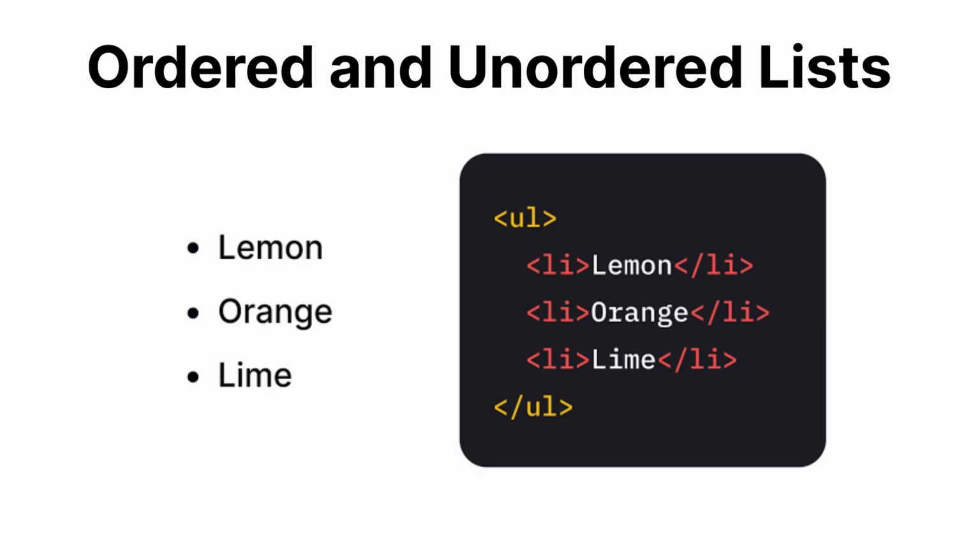Unordered lists are great when the order doesn't matter, like showing menu options, features of a product, or a to-do list. You can also nest lists, meaning you can place another UL tag inside a list item to create sub-lists, which is useful for hierarchical data like categories and subcategories.